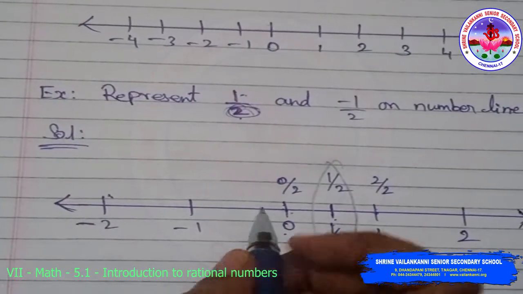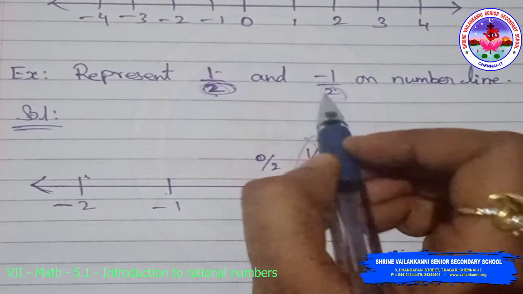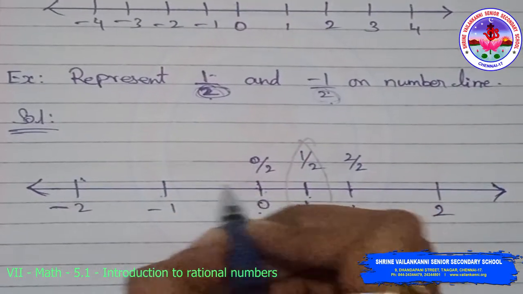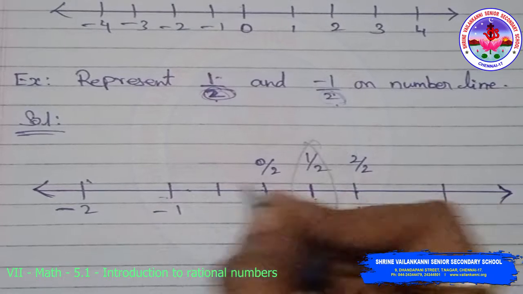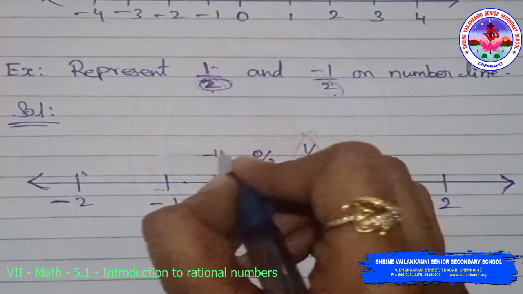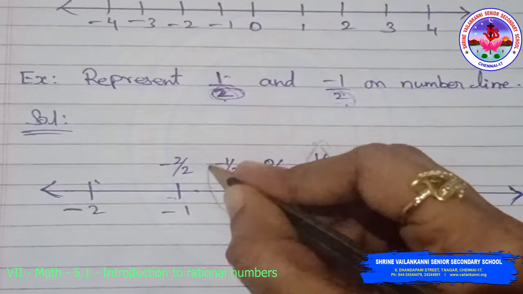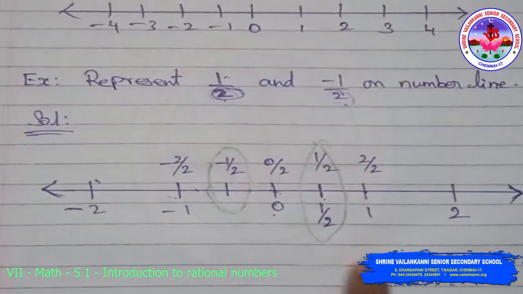The same procedure for 0 to -1. Here also the denominator is greater, so you can split into 2 bisects between 0 and -1. So this is 1, this is 2. So -1 by 2, -2 by 2. This is the number line of -1 by 2 and +1 by 2.